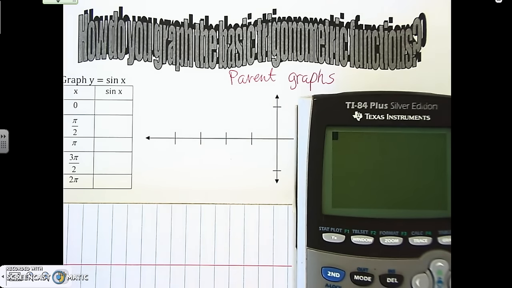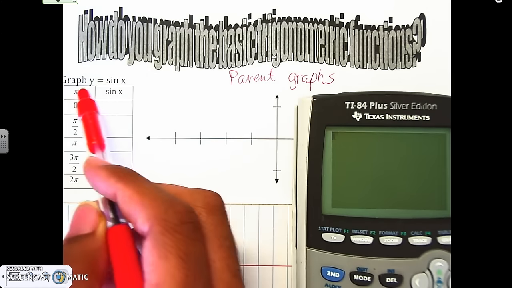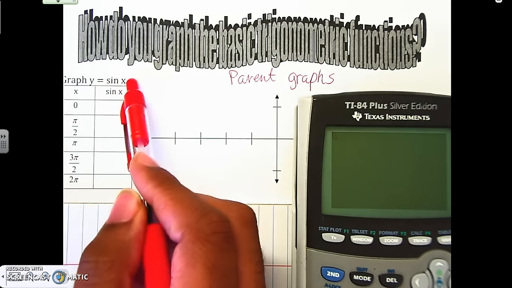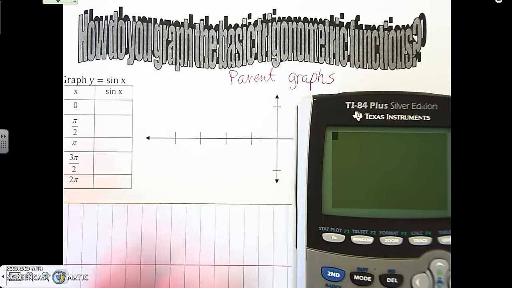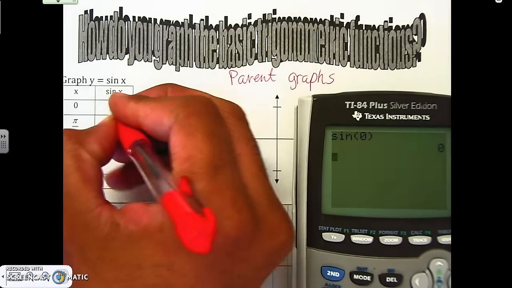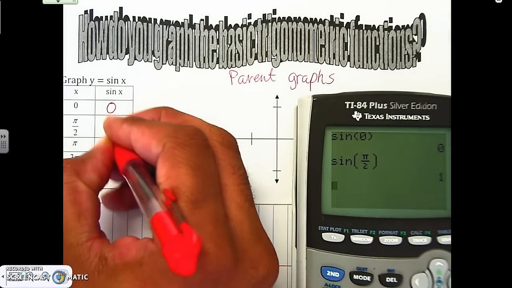For each one of these, we're going to put these in for our angle. So that is sine x. These are x values here. So we put in 0 for x, pi over 2 we substitute in for x, pi, 3 pi over 2, and then 2 pi we substitute in for x. So here, we do sine 0, and we get an answer of 0. We do sine, pi divided over 2. Enter, got 1 there.